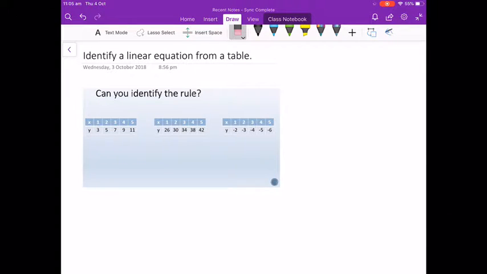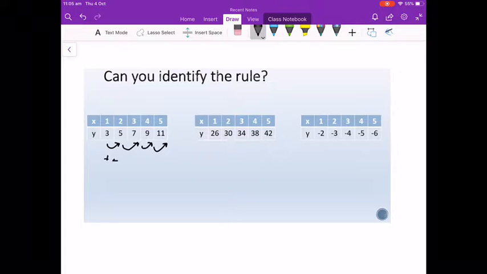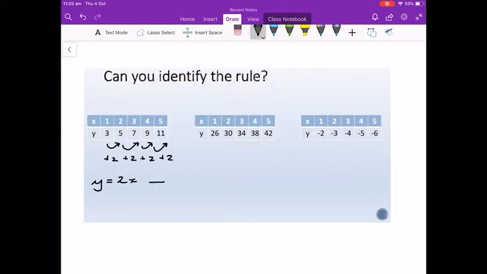Today we're going to look at identifying a linear equation from a table and finding the rule. So we have a table here with x and y values completed, and the first step is to identify, are those y values going up or down and by how much? And it's quite clear they're going up in +2. What that actually means is that the rule is times 2, and usually there's something else that you have to do.